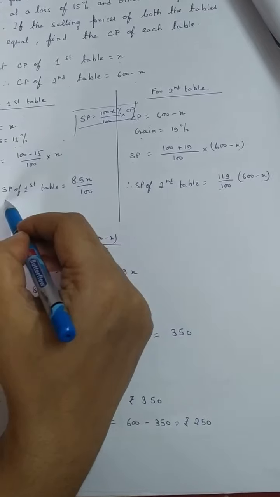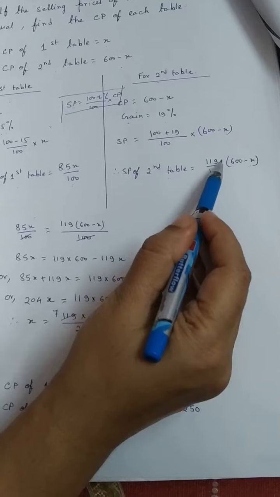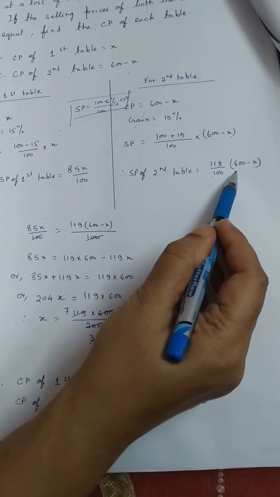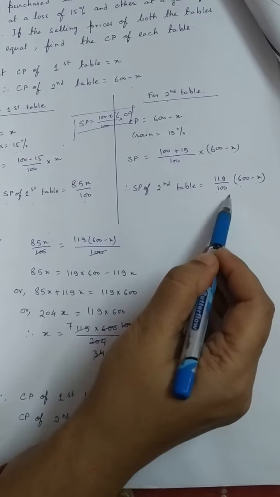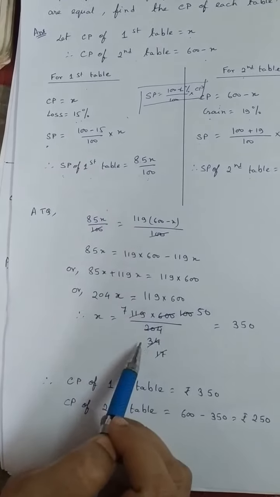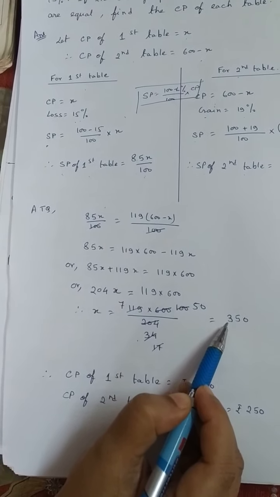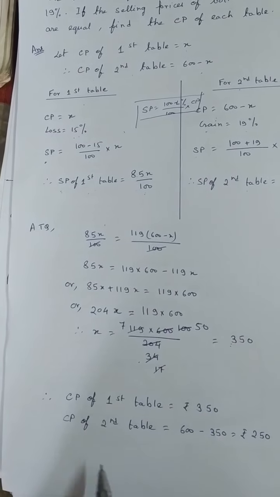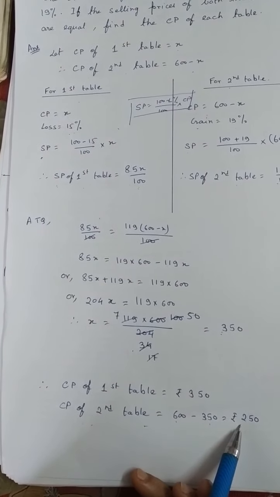So we find selling price of first table is 85x upon 100 and selling price of second table is equal to 119 upon 100 into (600 minus X). In the question, it is given that selling price of both the tables are equal, which means these two values are equal. So we are equating these two expressions, 100 gets cancelled and we solve it. While solving it, we find X equal to 350. That means the cost price of first table is rupees 350 and cost price of second table is 600 minus 350, that is 250.